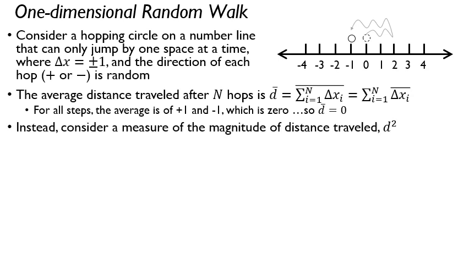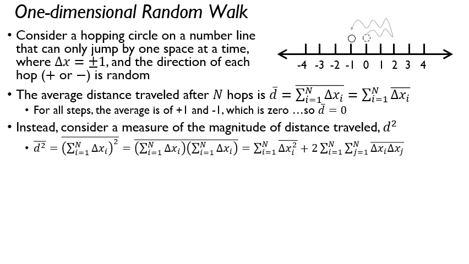So instead, let's consider the magnitude of the distance traveled, some kind of measure of that. If we take the distance squared, then we're always going to wind up with a positive number. That'll give us a better feel for how far away from the center of our distribution, or how far from 0 on the number line, we can have traveled after some number of steps. Because on average, you are going to wind up back at the origin, but much of the time you're not.